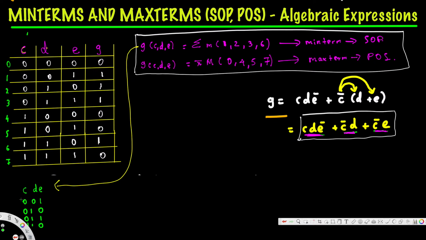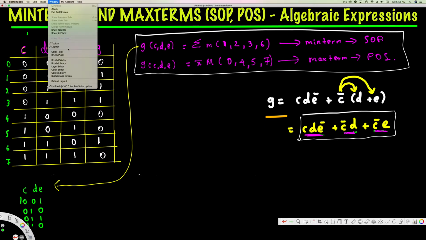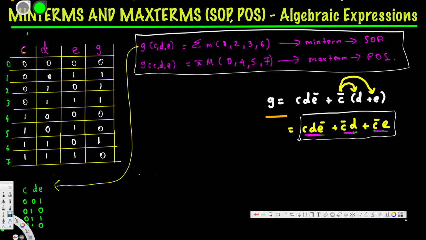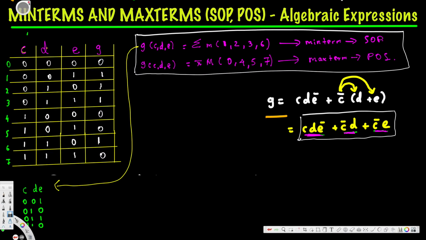In order to get a 1 in the first one, C has to be barred, because C is 0 right here. C has to be a bar, and D also has to be a bar. And then E has to remain the same in order to get a 1. So that's the first one.